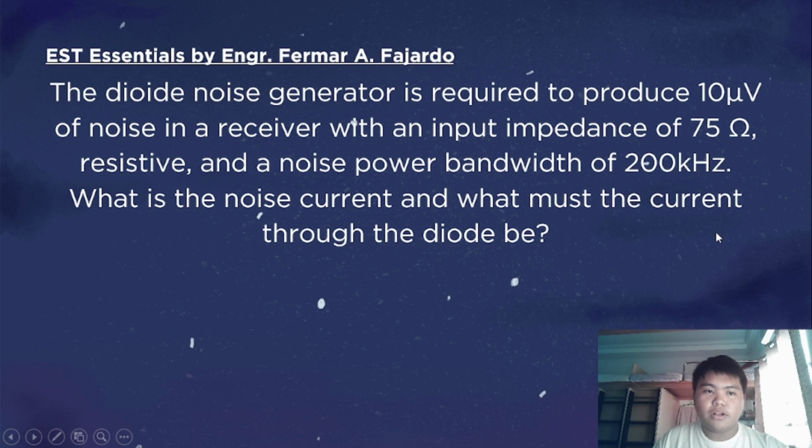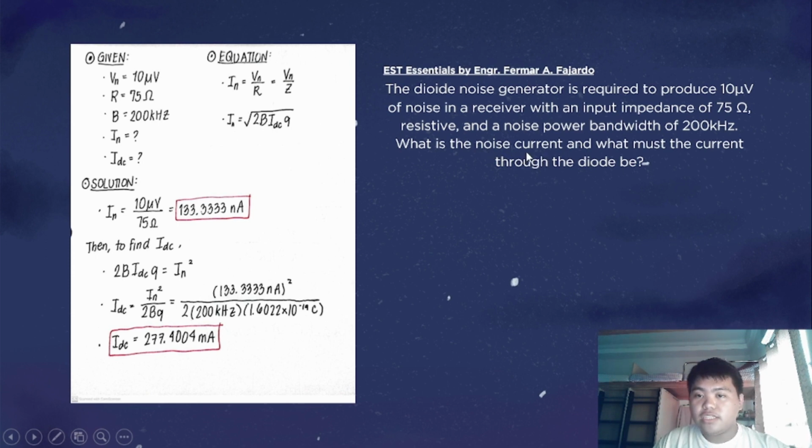So the third example is coming from Fajardo again. The diode noise generator is required to produce 10 microvolts of noise in a receiver with an input impedance of 75 ohms resistive and a noise power bandwidth of 200 kilohertz. What is the total noise current and what must the current through the diode be? So first, we have two answers for this. In this problem, we need to determine first the noise current and the current through the diode, which is the DC bias current of the given problem.